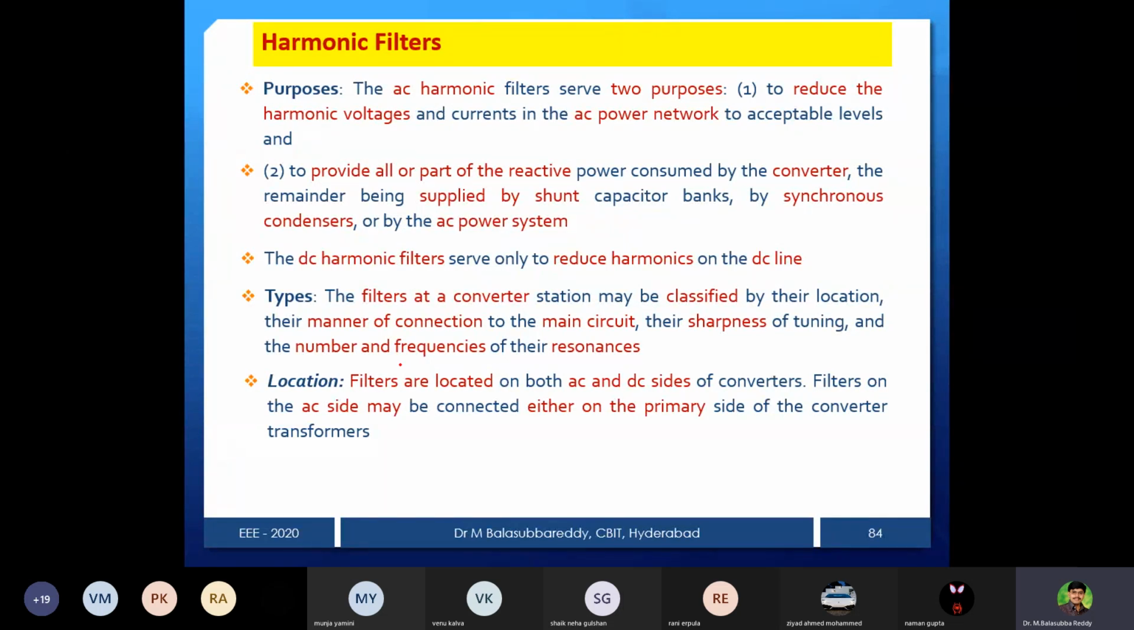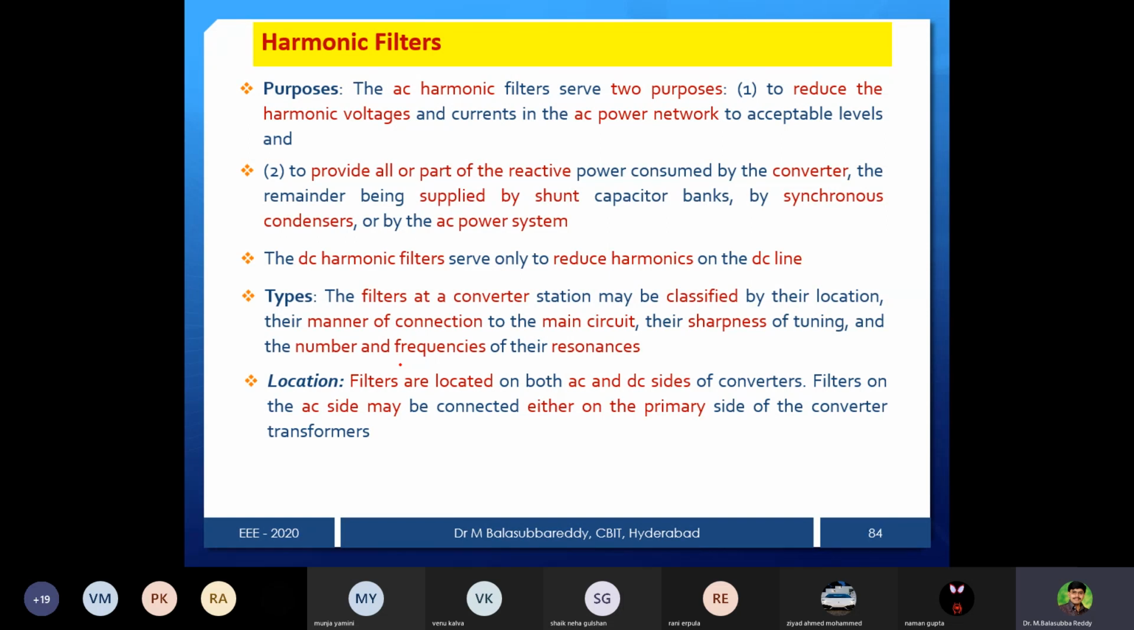The transformer concept is here, the supply is there, you are using tap changing transformers, and the secondary of the transformer is only connected to the valves. So that is only the normal connection diagram. That is the reason the AC side may be connected on either side of the converter transformer.